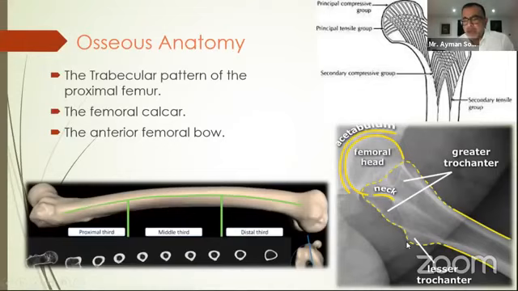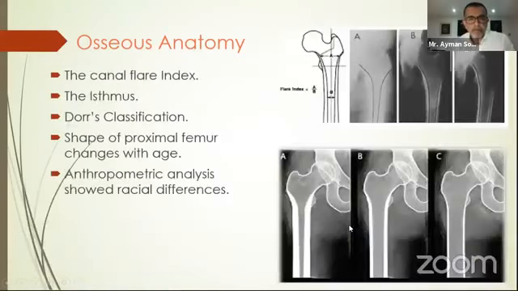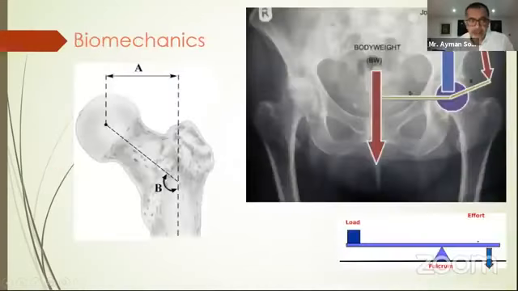The lesser trochanter, there is also bone behind it, with the fanning out of the calcar femorale. Other factors we need to consider is the canal flare index. Different patients have different canals. In younger patients, they tend to be very tight around the isthmus, could be as little as 6 millimeters. The older patients have generally wider canals, and there are racial differences, and this is Dorr classification.